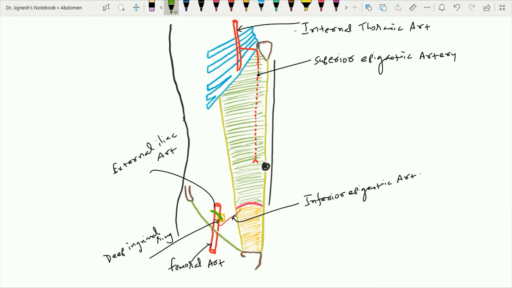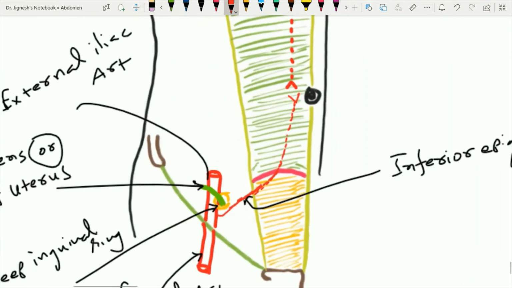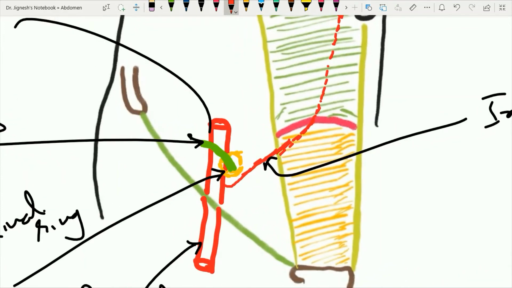Because this structure is going to pass through the deep inguinal ring and run within the inguinal canal. This inferior epigastric artery, at the lateral border of the rectus abdominis muscle, is going to pierce the fascia transversalis, and then it enters within the rectus sheath, and it lies between the rectus sheath and the posterior surface of the rectus abdominis muscle, and ultimately is going to anastomose with the superior epigastric artery at the level of the umbilicus. This inferior epigastric artery has many branches, and one of them is the cremasteric artery, and this cremasteric artery is going to enter within the deep inguinal ring to supply the spermatic cord.